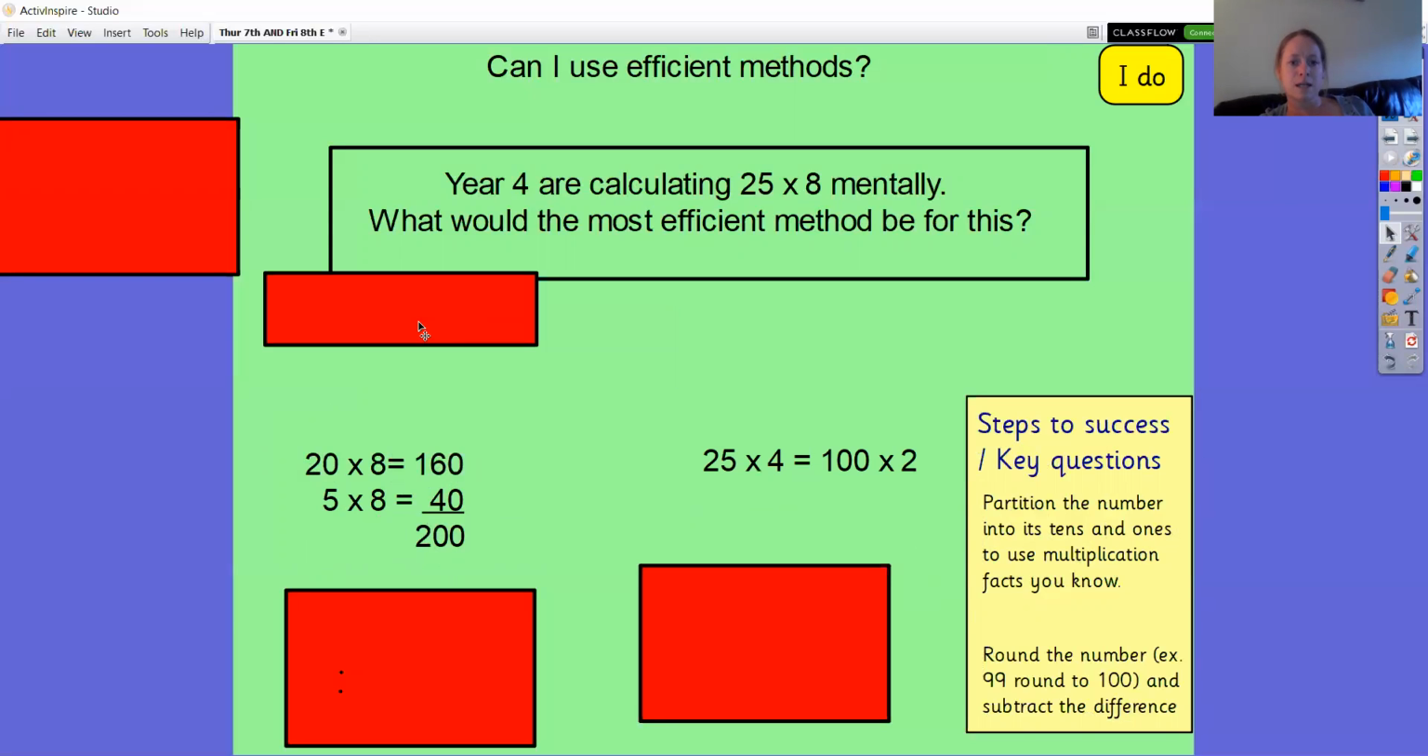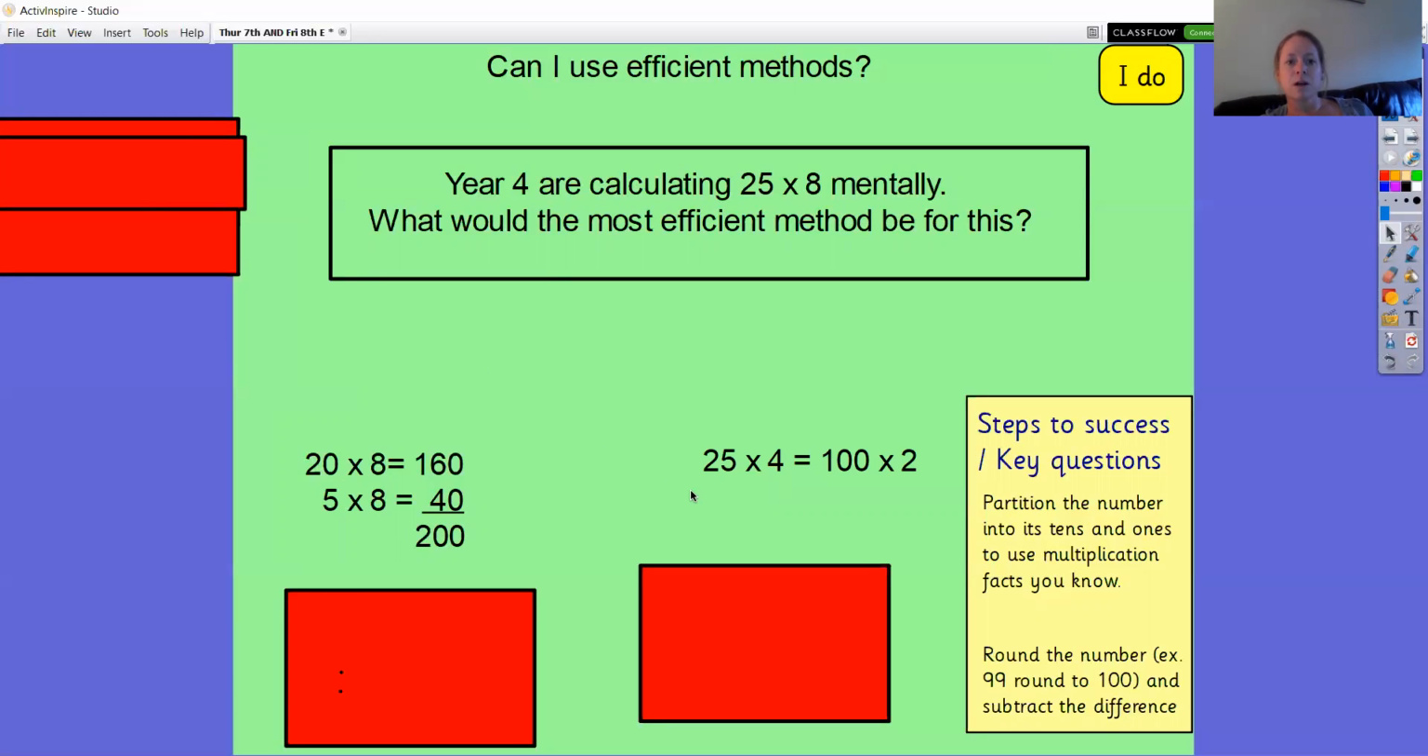Okay, so another way is this way. Because it's 25 times 8, you might know already that 25 times 4 is 100. It's just a number fact that you're aware of. And then, if you know that 25 times 4 is 100, you could then double it, because you've got times 4, we're going to double it to make it times 8. And then that would be 200. So you could do it that way.